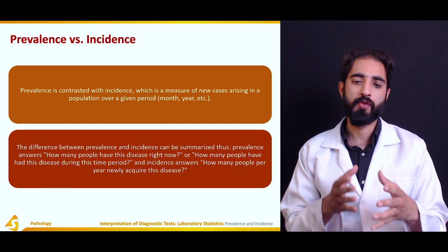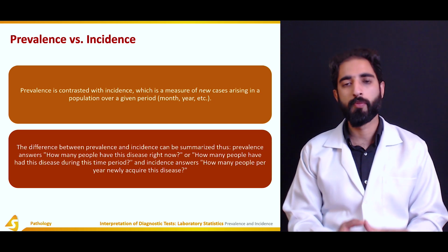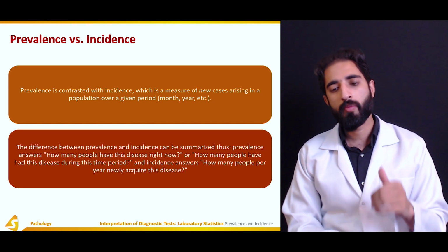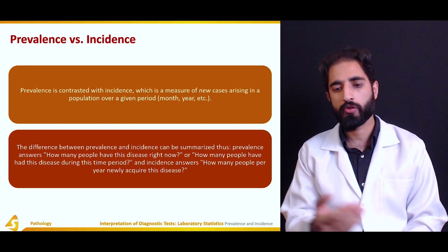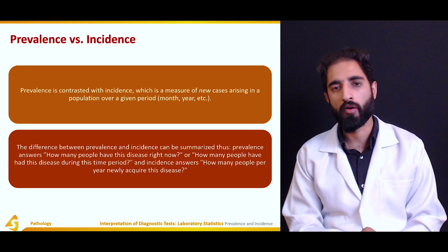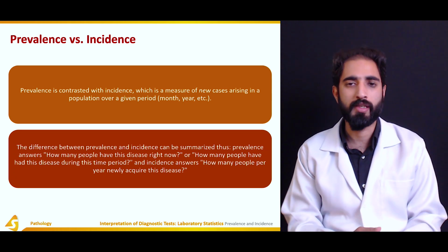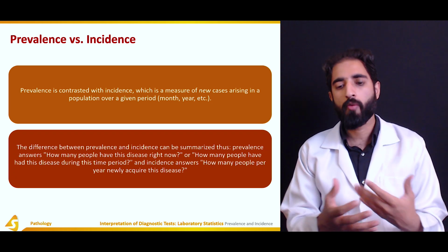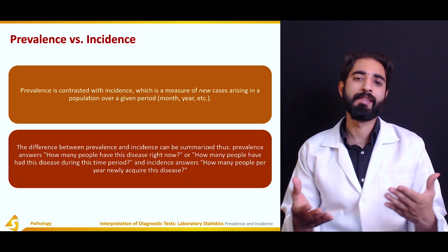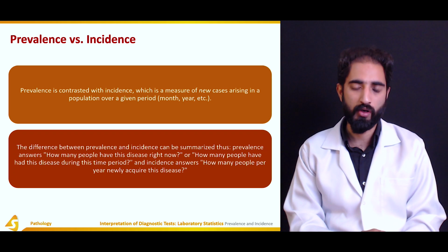But if we talk about incidence, the more appropriate question would be how many people per year newly acquire this disease? It can also be how many people per month or how many people per 2 years. It is subject to change. But the question would be how many people newly acquire this disease? That is the thing to be focused on.